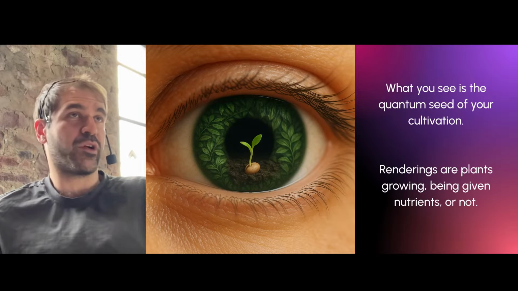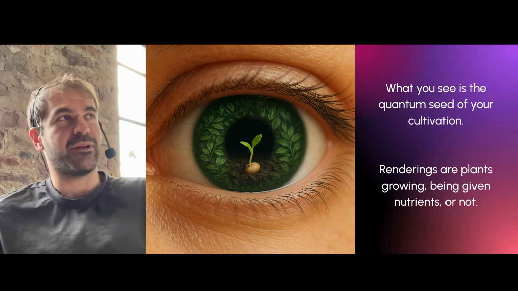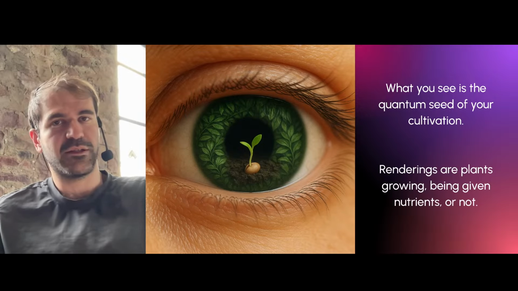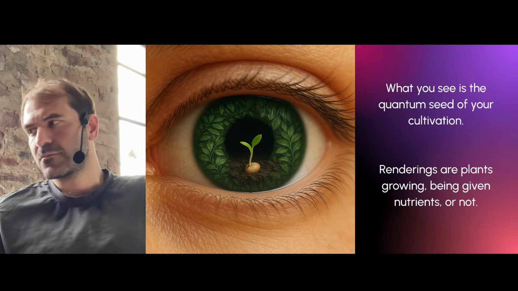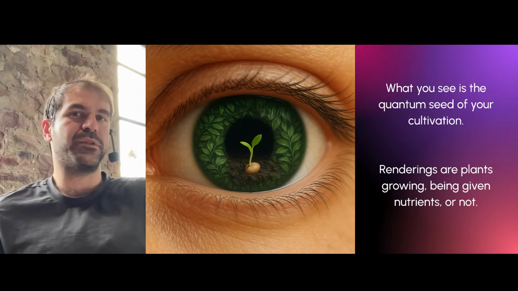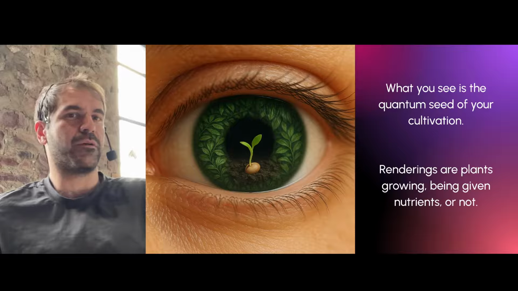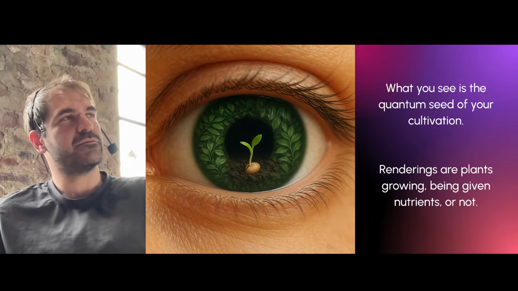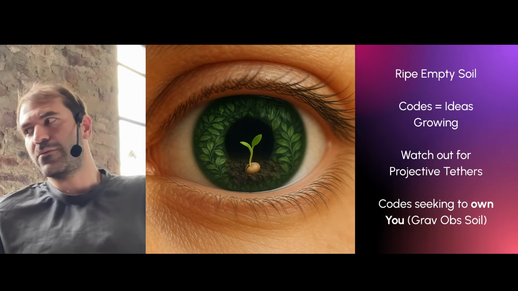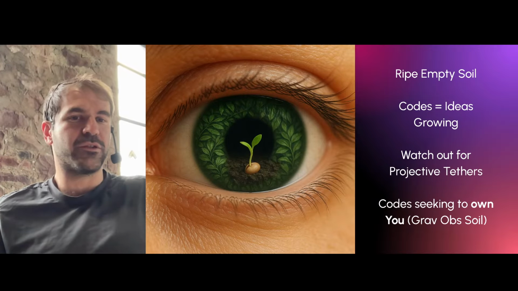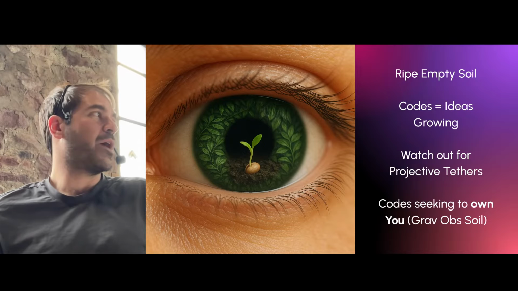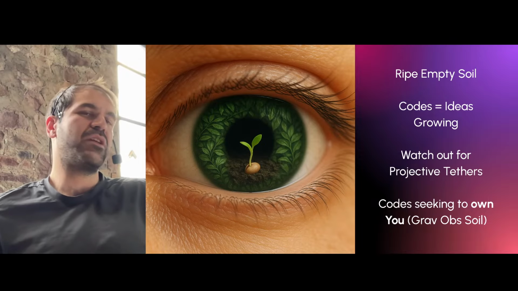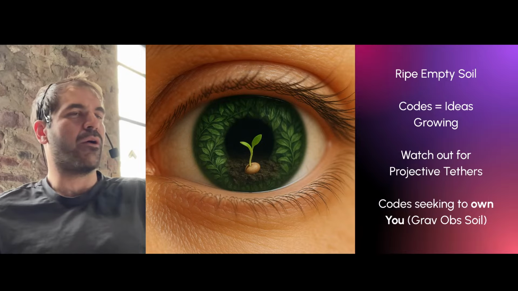So that would require a switch in not only the seed, but also what the fruit is, what the hologram is. So when you switch frequencies, you're actually switching what you're quantum gardening, which is amazing. So that's what this gravitational observer is. It's this ripe, empty soil. And you have these codes, you have these ideas that grow.